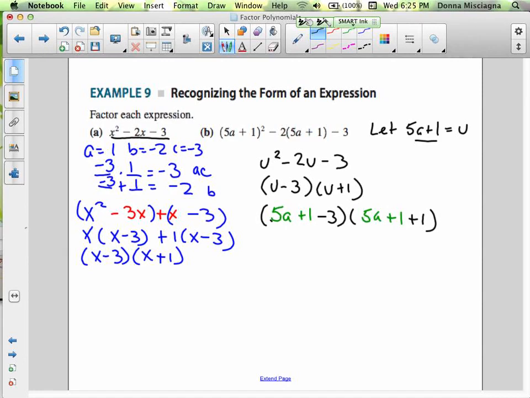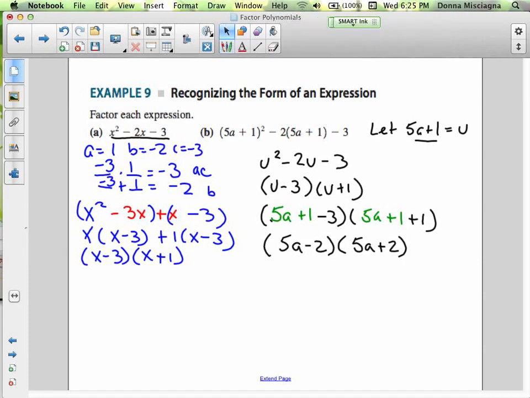So our last step is just combine like terms. 5a plus 1 minus 3 is going to be a 5a minus 2. And 5a plus 1 is going to be a 5a plus 2. And there we go. And if you were to multiply this out and distribute, you can get back to the same expression that we started off with. All right, but it's a lot easier just to factor it than to go the other way.